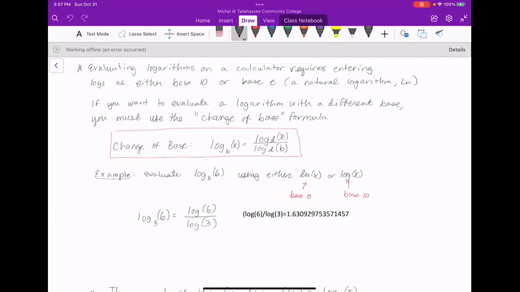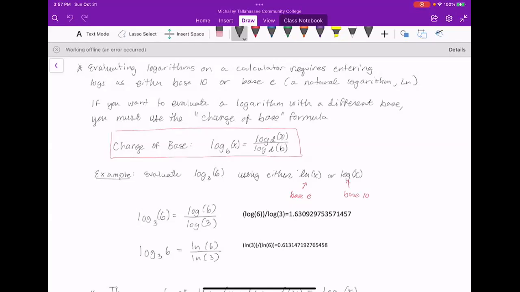All right, and then also, this isn't going to change anything, but I just wanted to do it. I can also use the natural log. I could say log base 3 of 6 equals natural log of 6 over natural log of 3. And if I do that, I can type that too. Let's do this. I'm going to make my stuff bigger. I'm going to say natural log of 3 divided by natural log of 6 equals, and there we go.